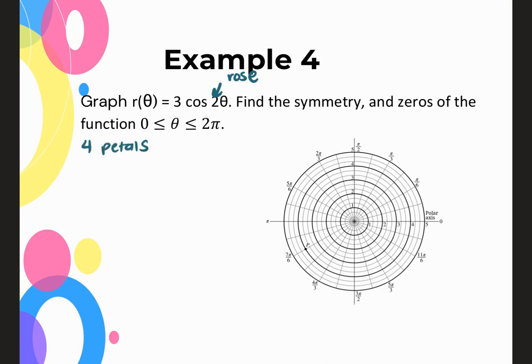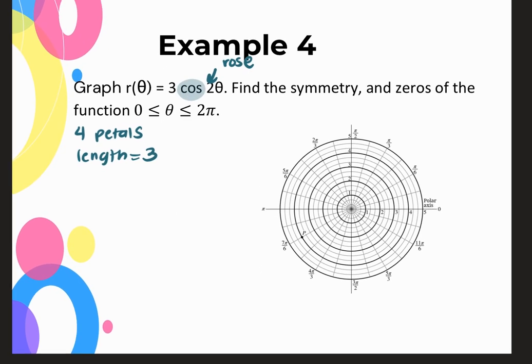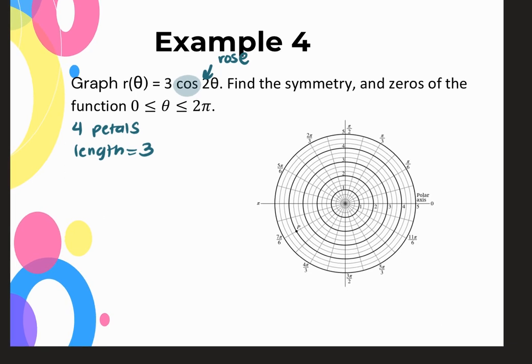What do we know about the lengths of the petals? Good. The length is 3. If the number next to theta is even, you double it. If it's odd, you keep it. All right, so now what kind of symmetry does this have? Polar. It has polar axis symmetry because it's cosine. So whatever happens at the top is going to also happen on the bottom.